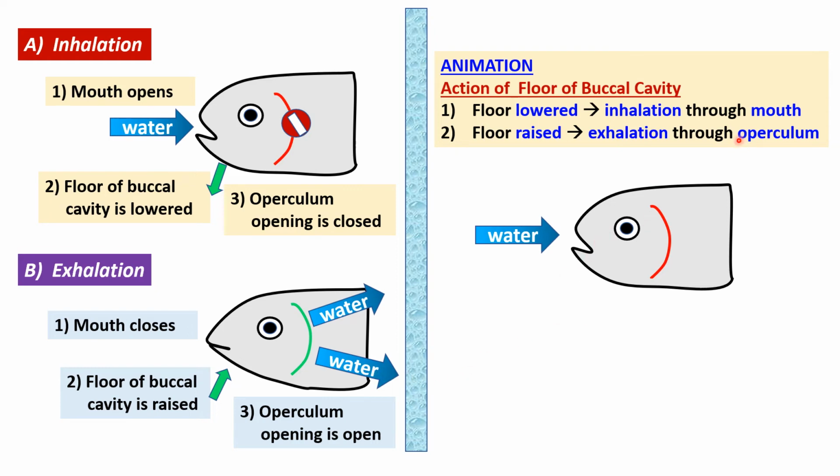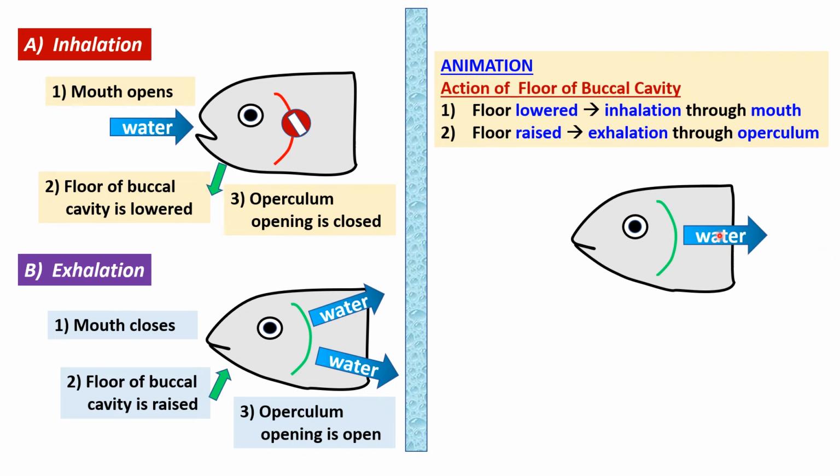So here's an animation to show you the action of the floor of the buccal cavity here. All right? Now when the floor is lowered, as in this case, inhalation occurs through the mouth, where water will be drawn into the buccal cavity, like this. All right? On the other hand, when the floor of the buccal cavity is raised, like this, then water will be pushed out from the fish through the operculum opening here. Okay, so water enters through the mouth but exits through the operculum opening. Different respiratory apertures or openings are used.